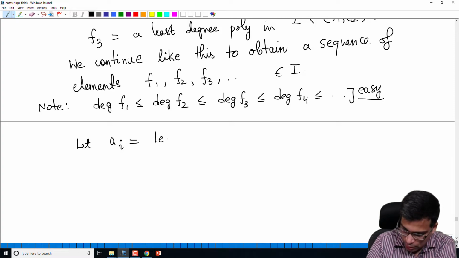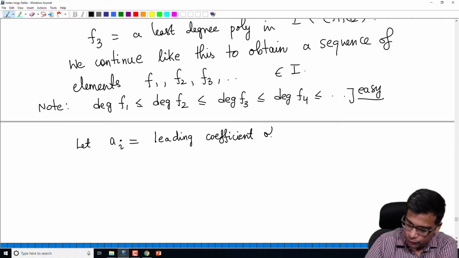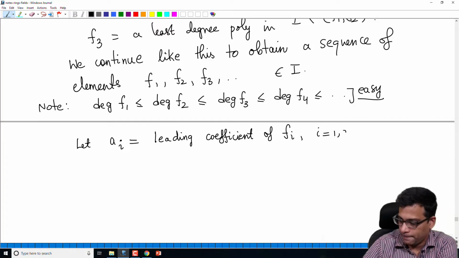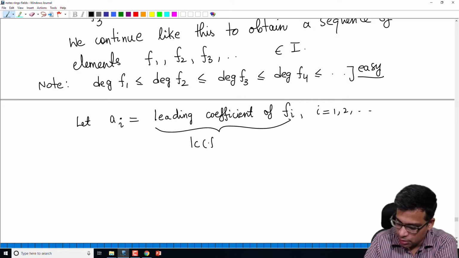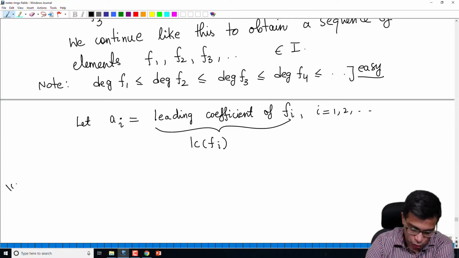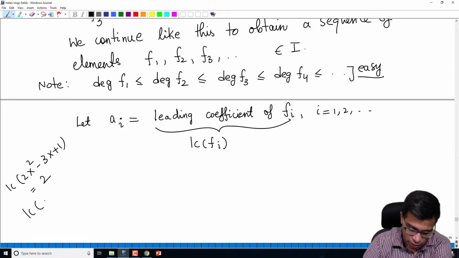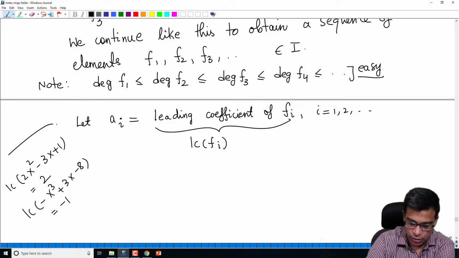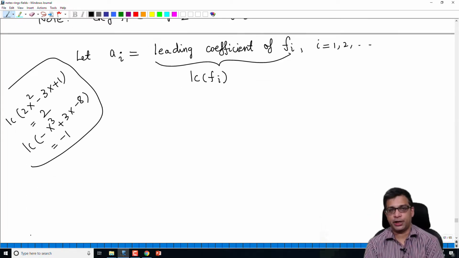Let Ai be the leading coefficient of Fi. So we do this for every i. What is the leading coefficient? I will simply write LC of Fi. LC of Fi is simply the coefficient of the largest degree term you have. So LC of 2x squared minus 3x plus 1 is 2. LC of minus x cubed plus 3x minus 8 is minus 1. So the leading coefficient is simply the coefficient in front of the largest power of x in your polynomial.